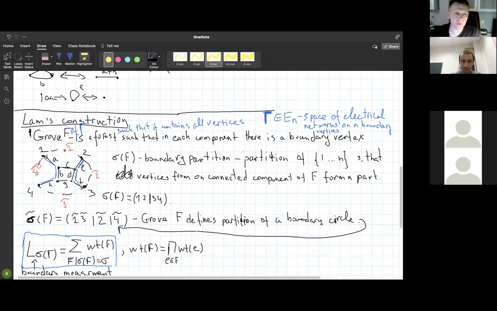Yeah. So we sum over such groves on the graph. So for example, I can add, for instance, a vertex inside of this square and put some connections to other vertices, right? So you can do that. So for example, this yellow one is not a grove. It's a forest that contains all vertices, but this connected component of the forest doesn't contain boundary vertices, so this is not a grove. Okay.